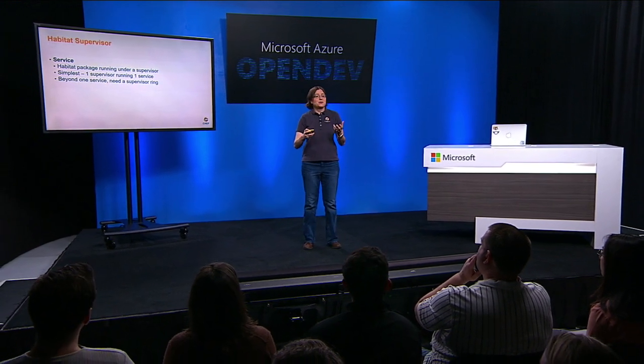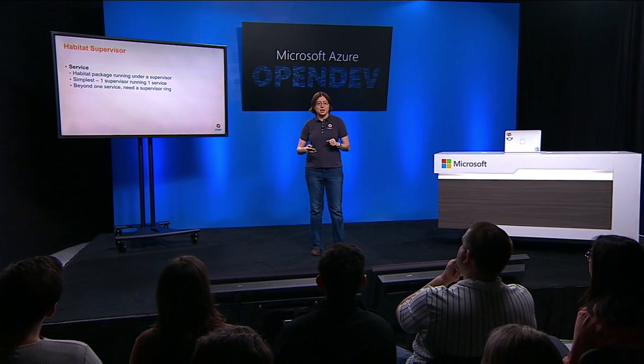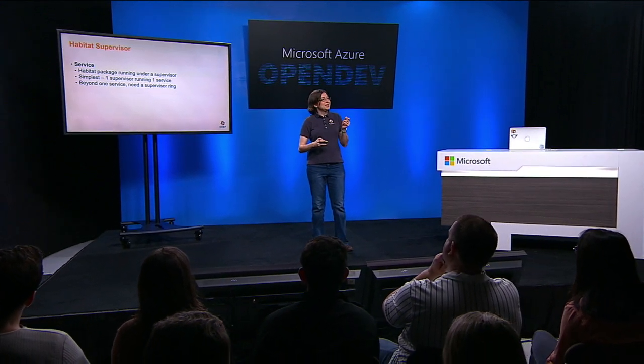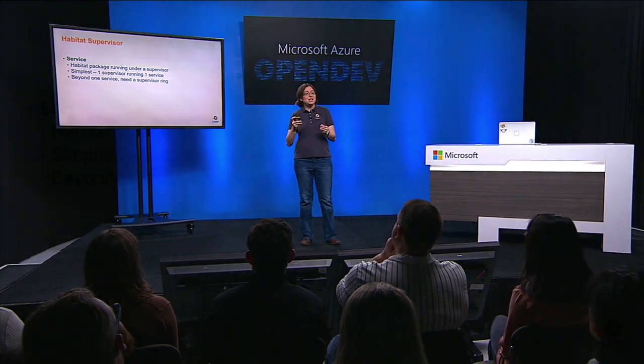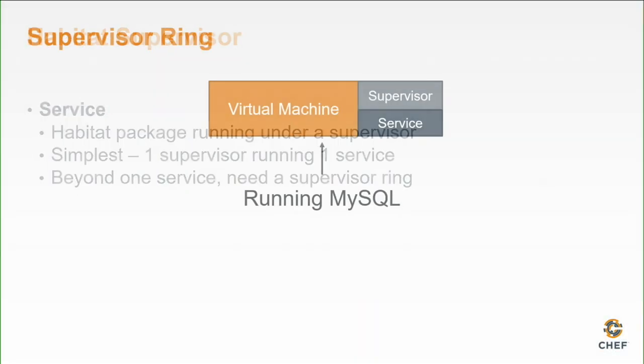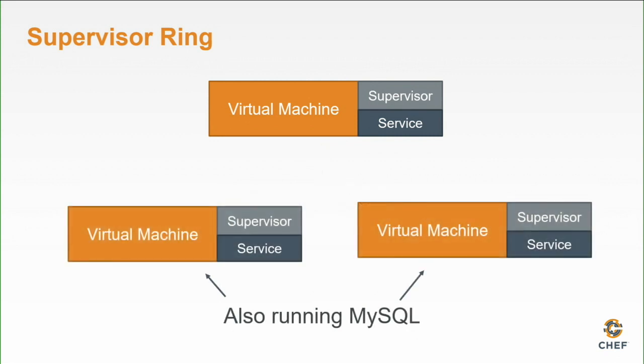So this was a simple example, one supervisor running one service, in this case, a Node.js application. But that's pretty limiting. When we go beyond one service, when we scale out, we need a supervisor ring. So let's look at an example of this. Let's say we start off with one supervisor on a virtual machine running MySQL, and we decide we want a MySQL cluster. So we spin up two more virtual machines and install the MySQL Habitat package on them.